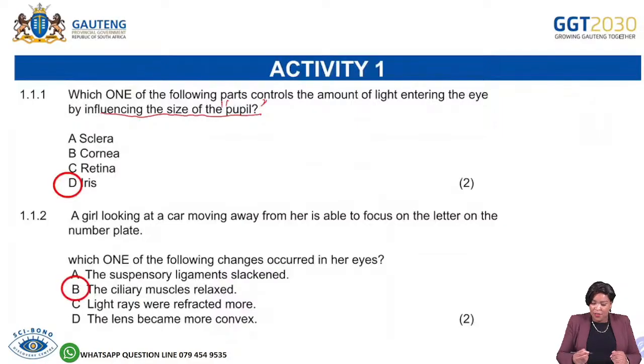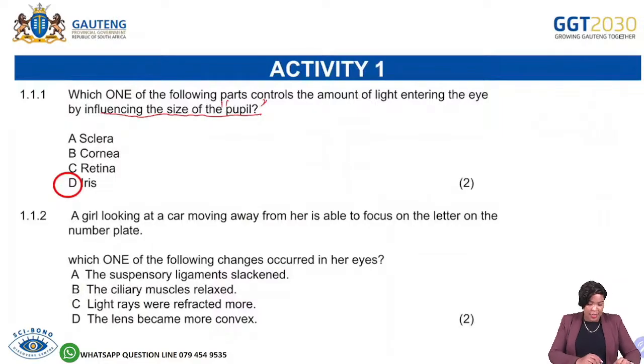It is the iris. Now let's go back. It is the iris. So the iris, remember, are those muscles that you find just before the lens, and because they are muscular, they are able to contract and relax. The radial muscles and the circular muscles are able to control the amount of light that is entering through that particular hole by making it bigger or making it smaller. So that is what you learned earlier.